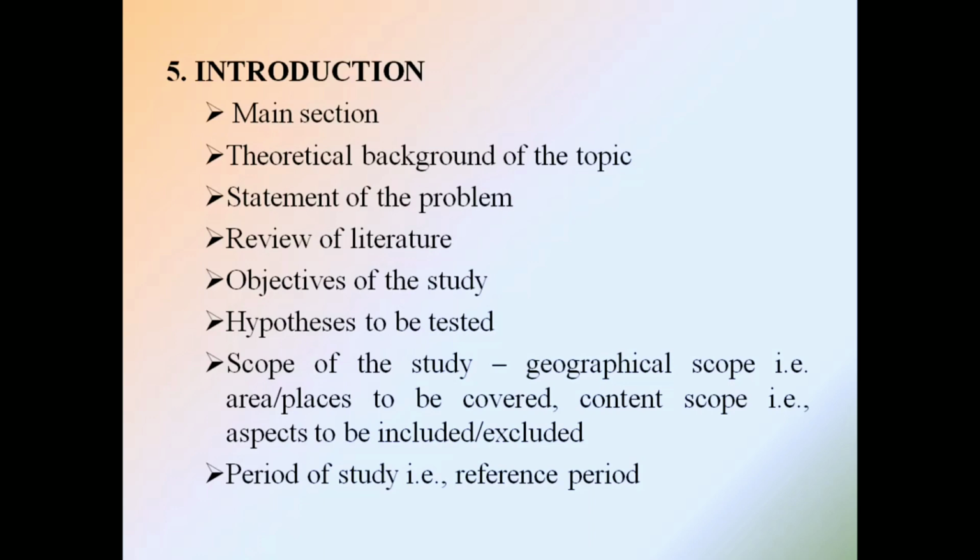Scope of the study, now scope of the study is nothing but what exactly you are going to do in a research, what exactly is the boundary of your research. It can be a geographical boundary or geographical scope, like area or place where you are collecting the particular data or to be covered, or it may be a content scope, that is aspects to be included or to be excluded in your research or in your research topic. Lastly, we write the period of study, that is for how many years you are going to conduct this research or for how many months you have done this particular research is written in this particular section.